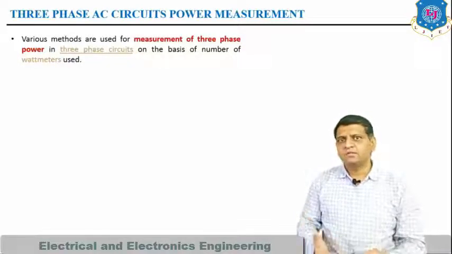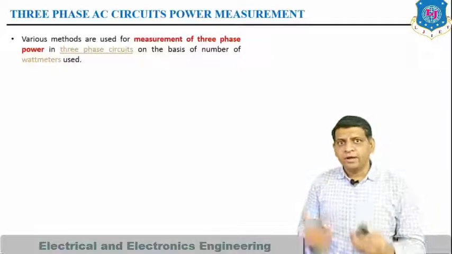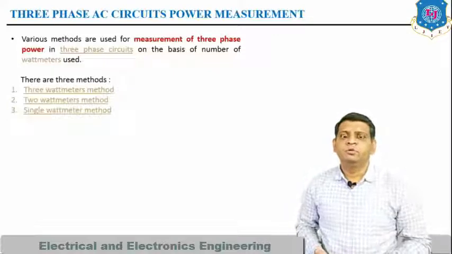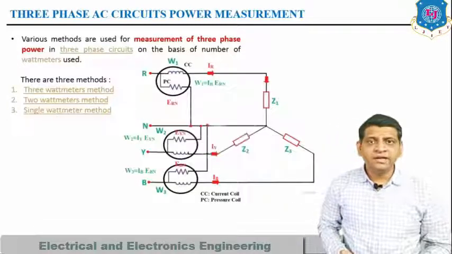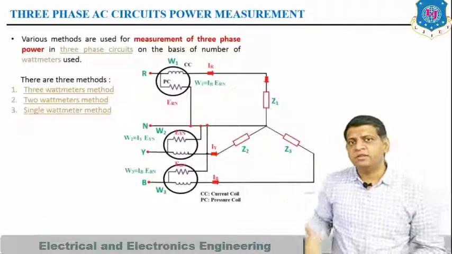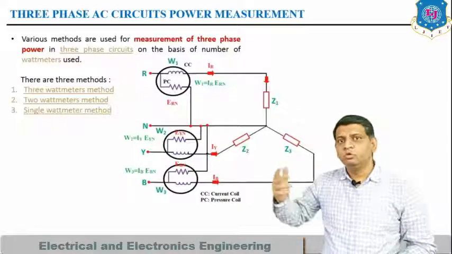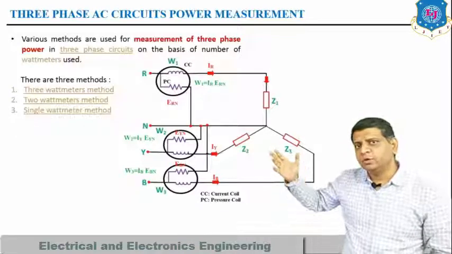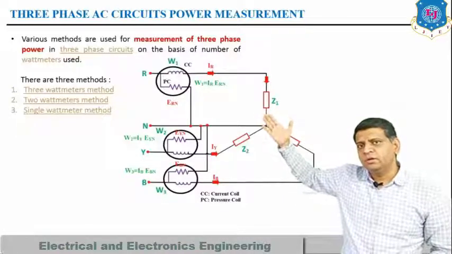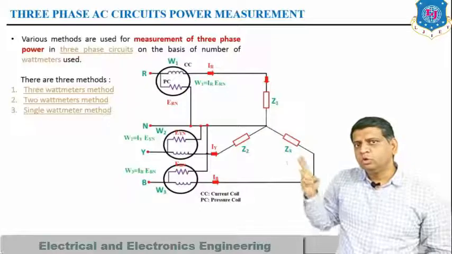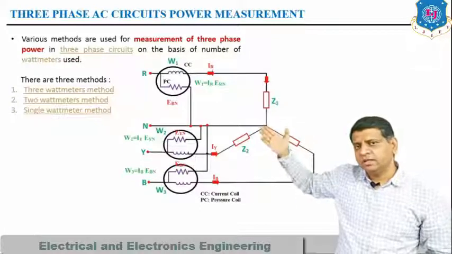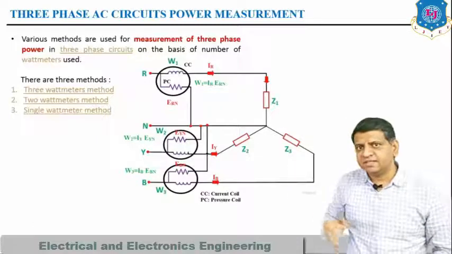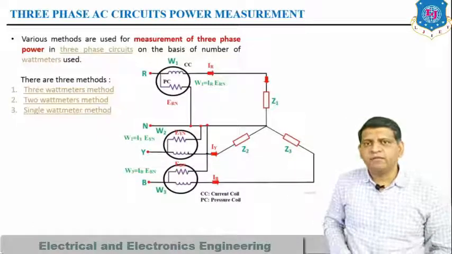There are various methods that we employ to find the power measurement in a 3-phase AC circuit. There are 3 important methods: the 1 wattmeter method, the 2 wattmeter method, and the 3 wattmeter method. In this diagram you can see the symbol of a wattmeter, which contains a total of 2 components. One component we define as CC and another component we define as PC.